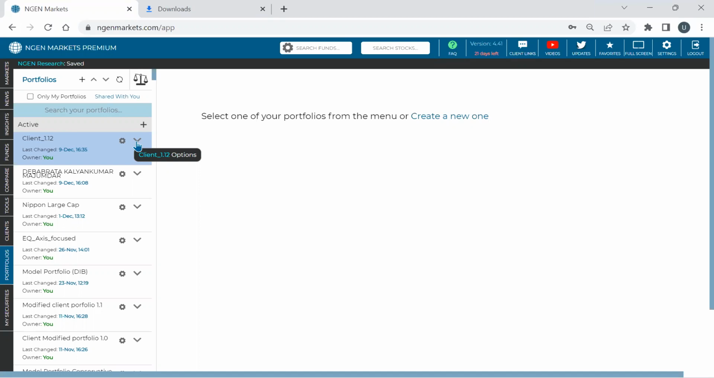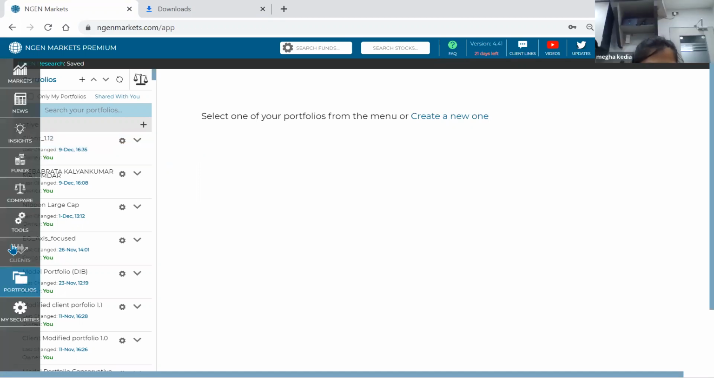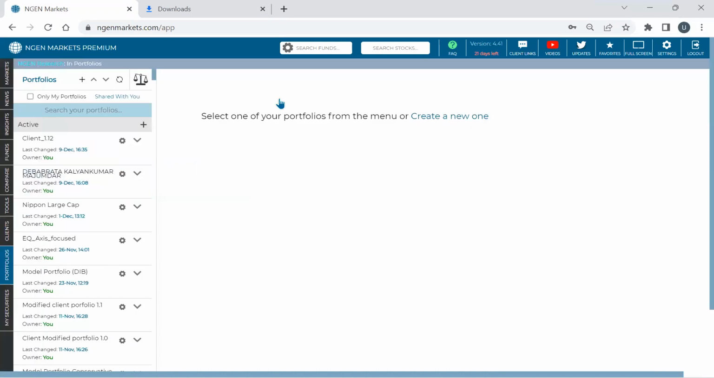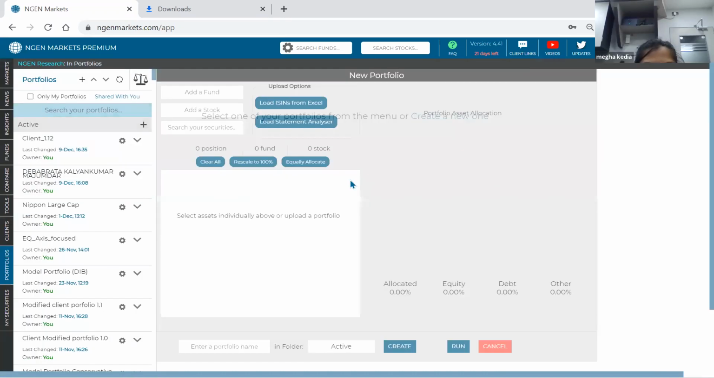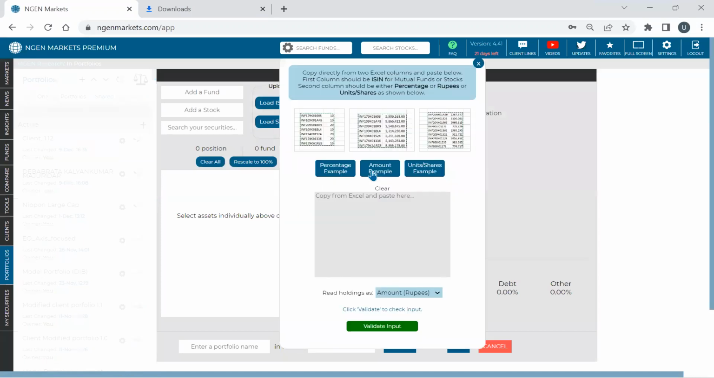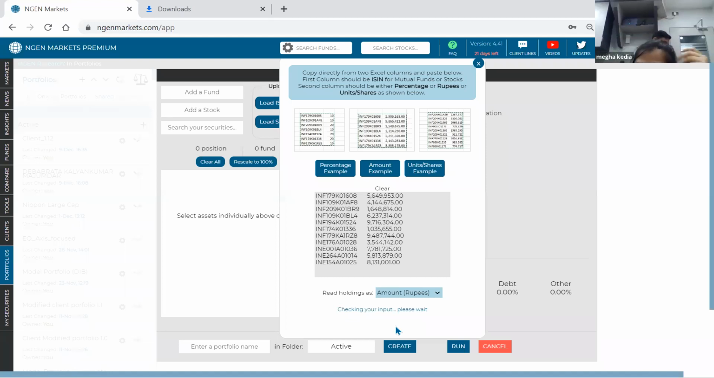Umair, let's just show the new portfolio button for one second. Back in the portfolio section, you can create from Excel. So if you have the actual amount or units in Excel, you can copy and paste them here. And what we will do is convert them to percentages and save it. But this amount information will be lost.